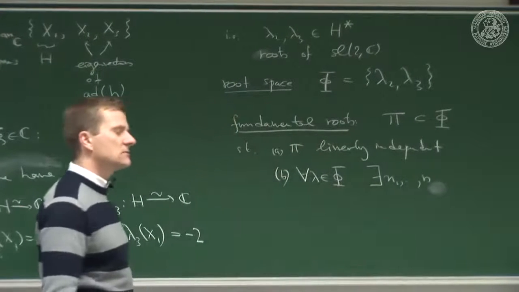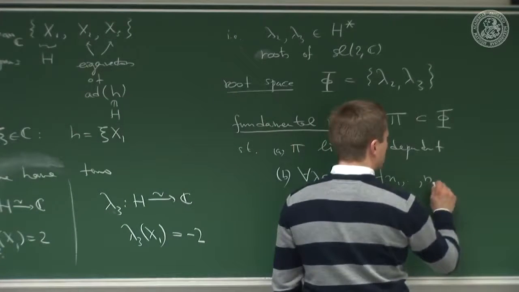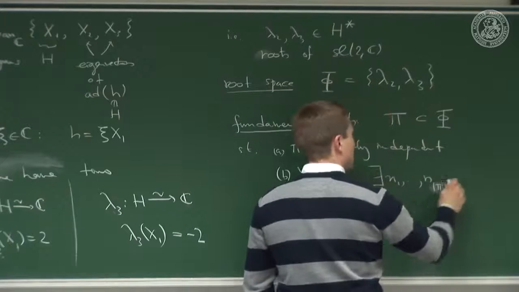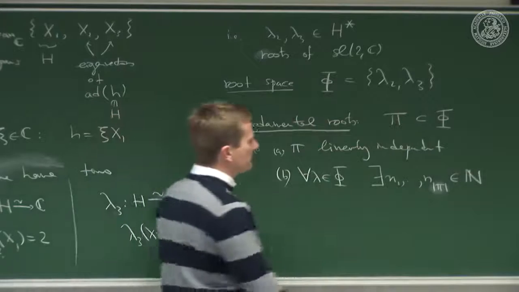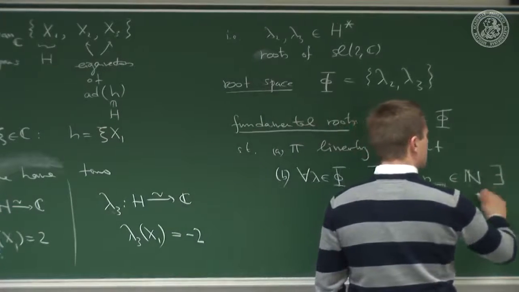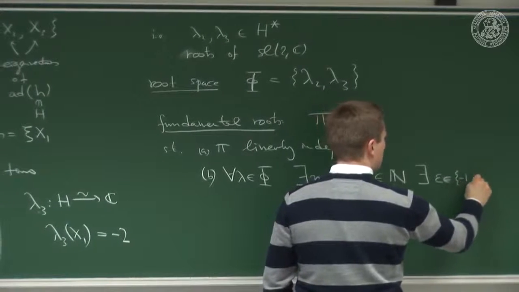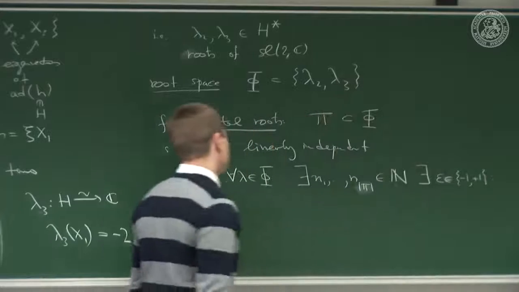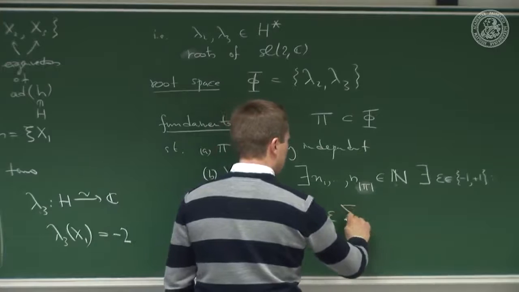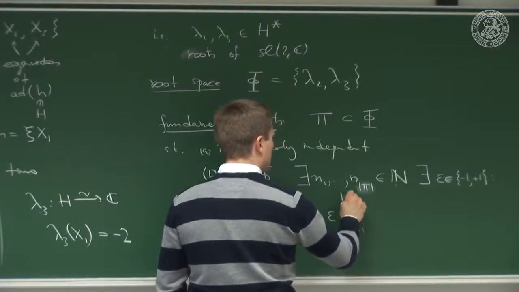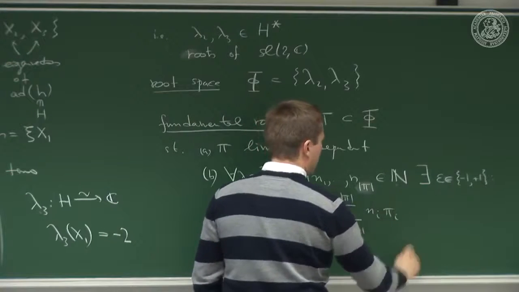I think it was to be positive, not negative. All right, so we could take n to the size of pi, and these numbers are integers, but they could be 0 because our notation of the integers included the 0. And there exists an epsilon, which is either -1 or +1, such that, and that's the expansion, lambda is epsilon times the sum i equals 1 to size of pi, n_i times pi_i.